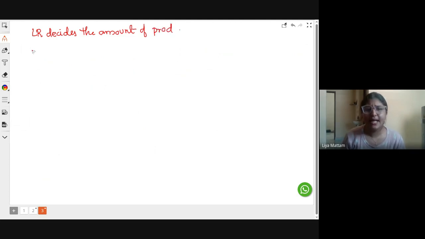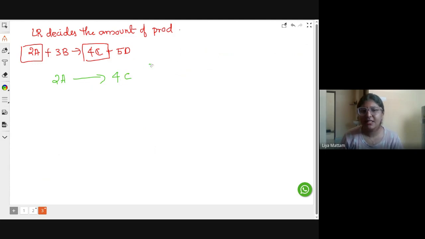Correct. Now I'm rewriting our balanced equation: 2A plus 3B gives 4C plus 5D. Here I just need to find the amount of C formed. That too, who is deciding that? The limiting reagent is deciding that. So I can write them alone. I can write 2A is giving 4C. This is according to what? This is according to the balanced equation, right?